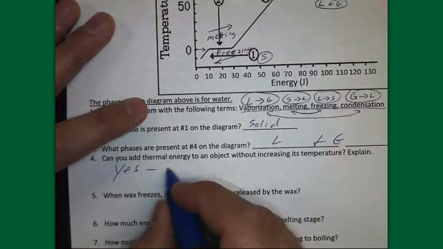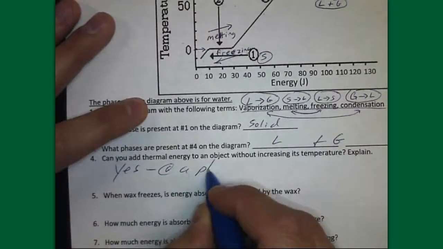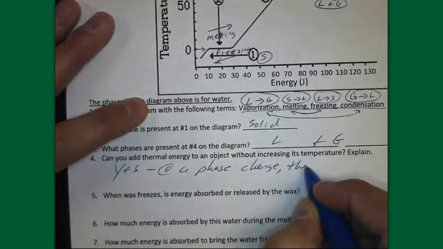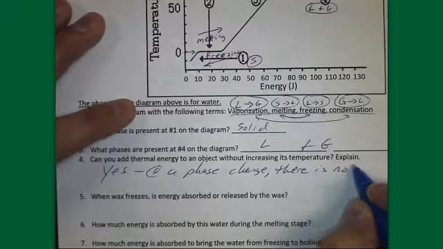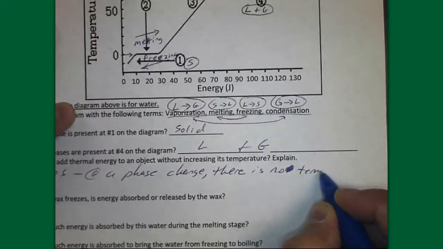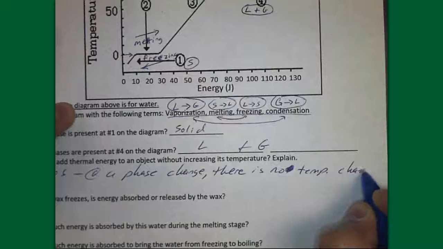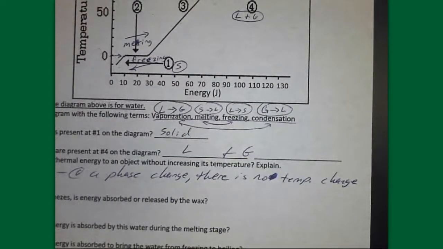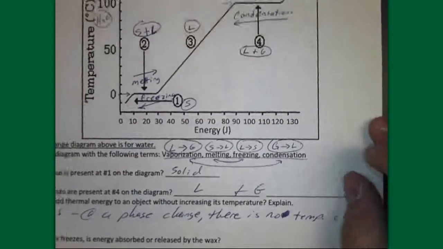And the explanation is that at a phase change, there is no temperature change. At a phase change, there is no temperature change. And the question is why? It's an interesting thing, and you may not even believe me.